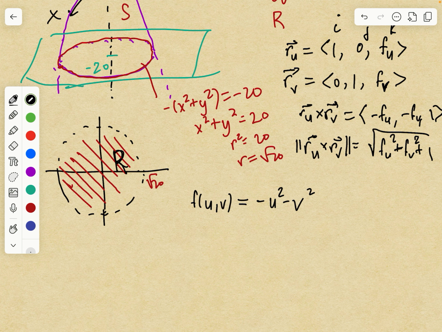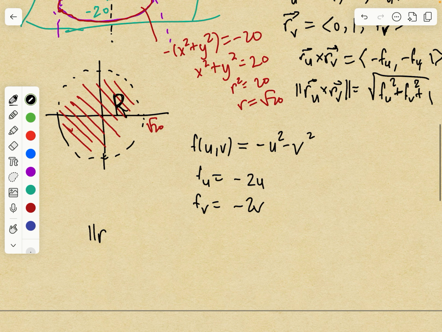Right, if I take my (u, v) in R and plug that in, I'm going to get a point on my surface. Okay, so what's f sub u? That's negative 2u. f sub v is negative 2v.